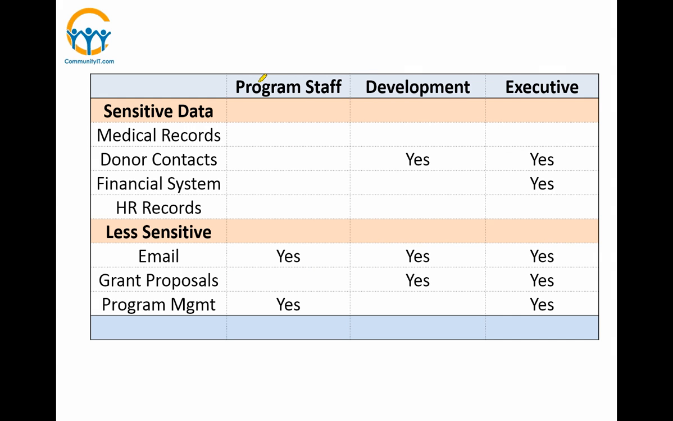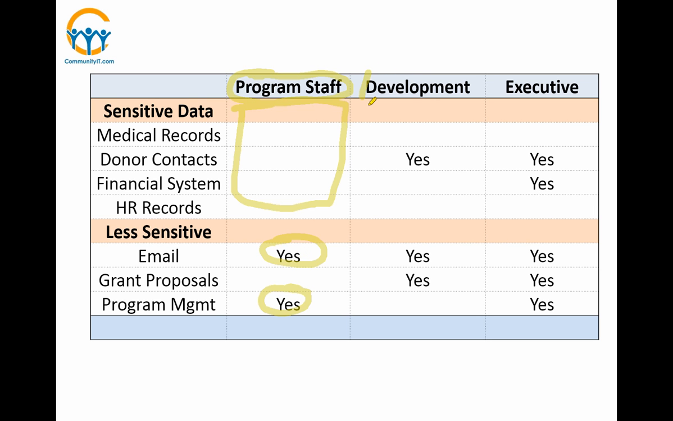You would basically list out your staff. This is very generic. You've got your program staff. They don't need access to medical records, donor contacts, the financial system, or HR records. They don't need access to any of the sensitive data that this fictional organization has. They need access to email and the program management system, and it's been determined that the data in the program management system is not that sensitive.